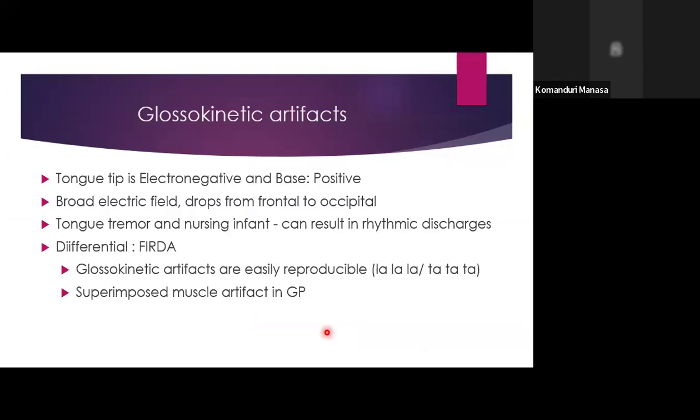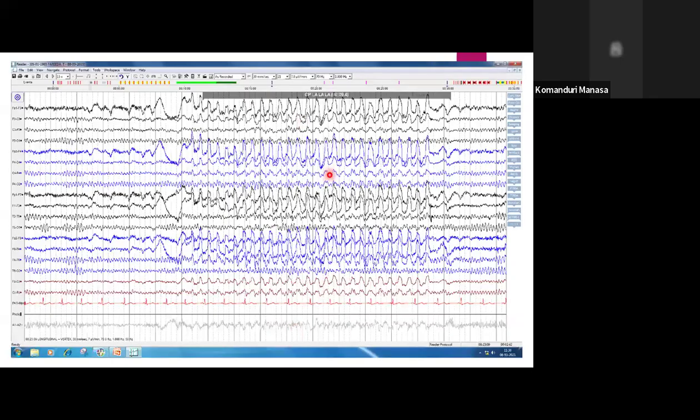So the glossokinetic artifact differential is a FIRDA, and it is easily reproducible by saying la la la, like producing the sounds, and it will have a superimposed muscle artifact. So these are the ways we can differentiate. This is a reproducible artifact. When the patient is saying la la la, we will see that glossokinetic artifact, which is more seen in the frontal region and has a broad frontocentral field. It can extend posteriorly also, but is mostly confined to the frontocentral region.